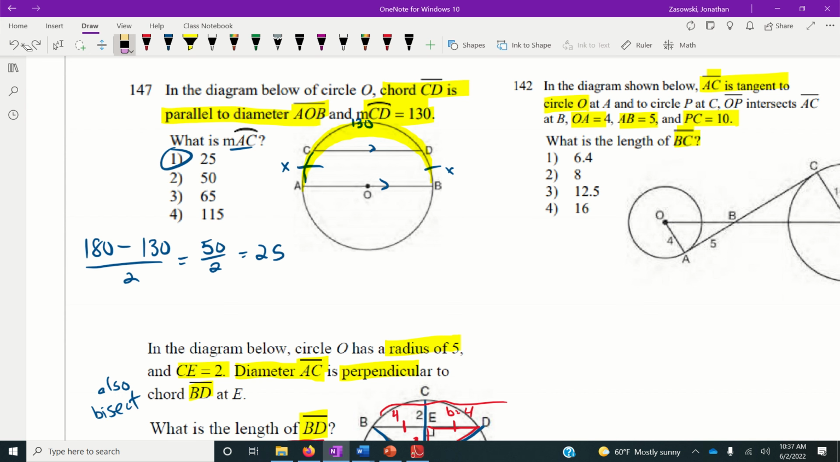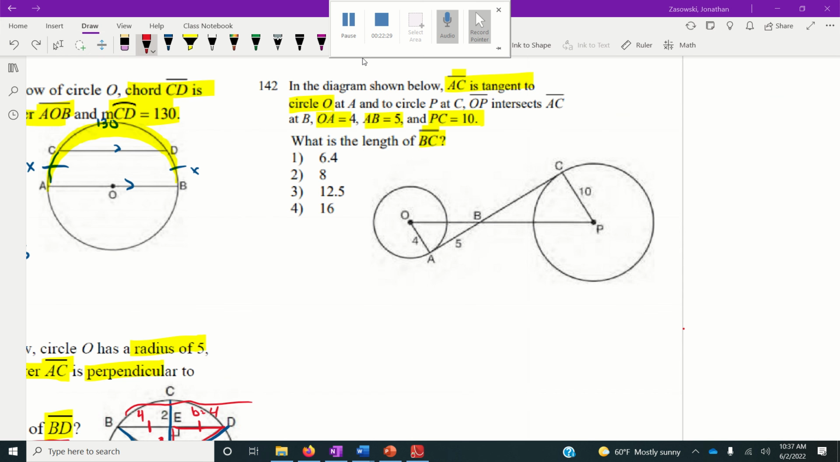All right, number 142 is next. If we look at number 142, we're going to notice a few things here. Number 1, we have these lengths of 4 and 5 in our triangles. And we know that AC is tangent to the circle at O, at A. So if we have a tangent line meeting a radius, that is going to form a right angle. And if it's also tangent to circle P at C, and we have a radius and a tangent line meeting, that is also going to form a right angle. So if OA is 4 and AB is 5, we want to find the length of BC.